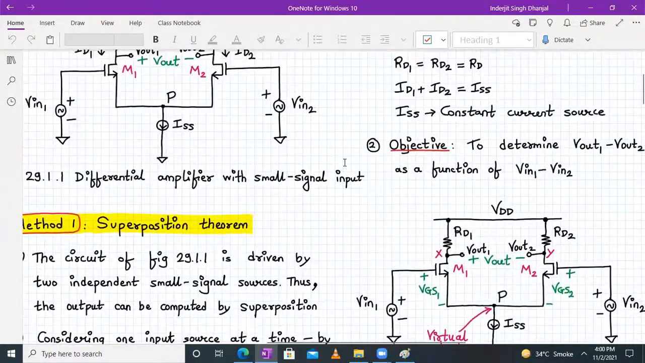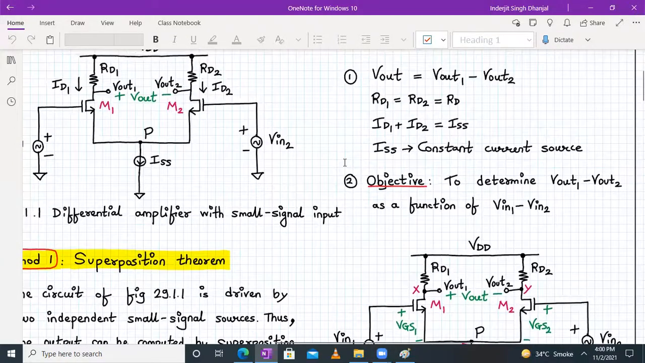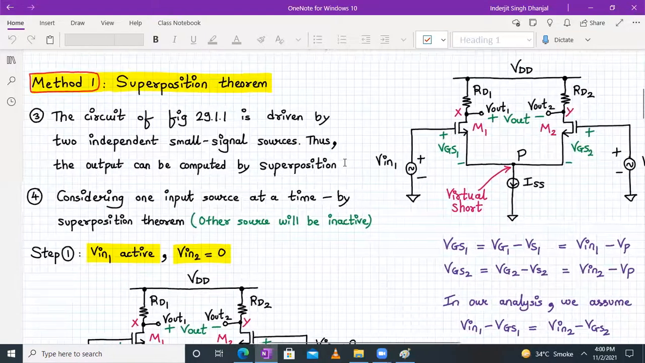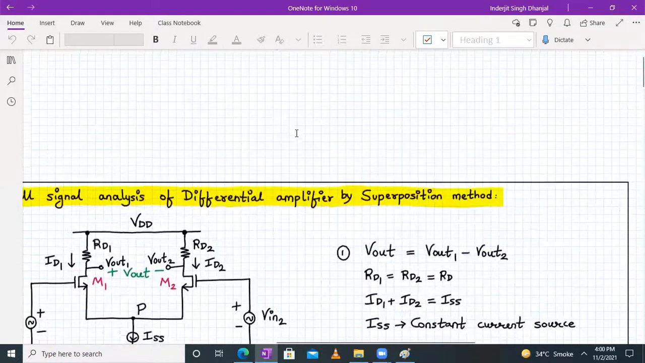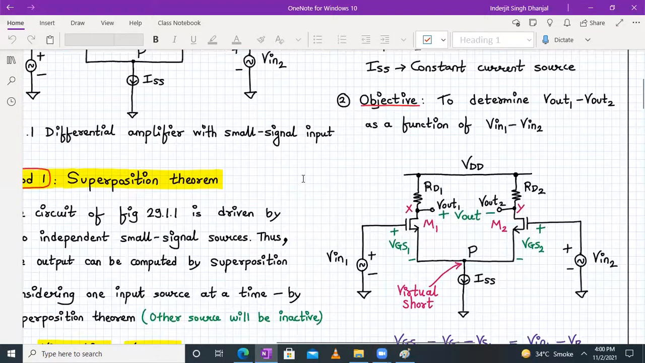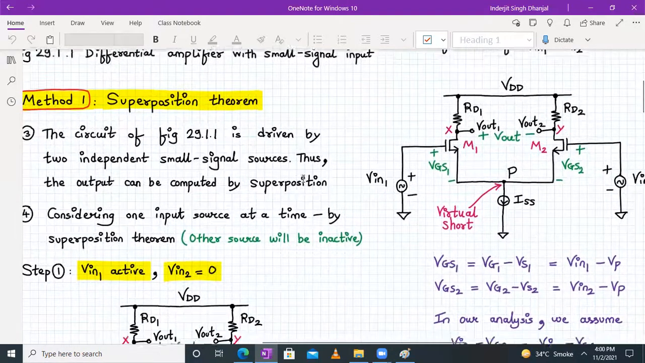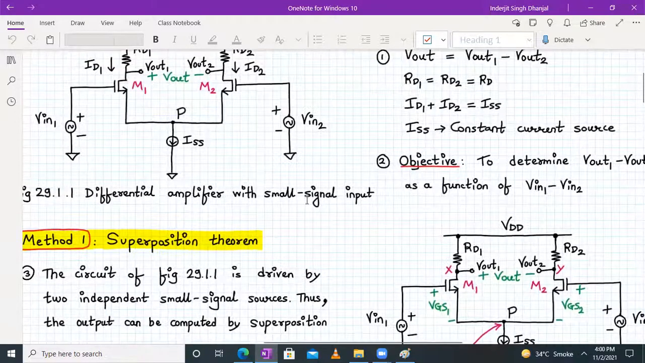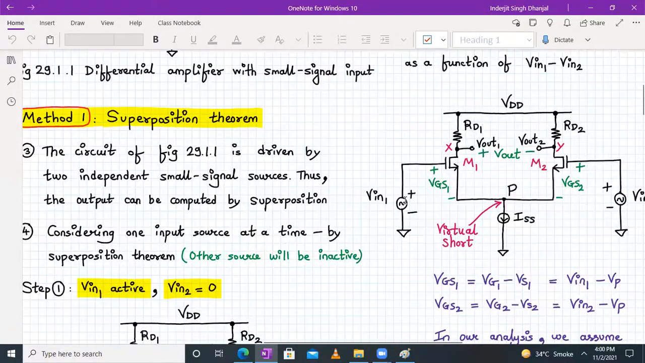Now our objective and aim is the same: to determine Vout1 minus Vout2 as a function of Vin1 minus Vin2. So basically we have to find the value of the differential gain. So let's apply the superposition theorem. The circuit in figure number 29.1.1 over here, the same circuit, is driven by two independent small signal sources.